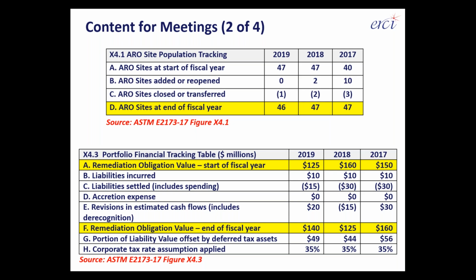This sort of progression, which the eye naturally follows over time, does help give a sense when someone looks horizontally in the rows of whether we're incurring lots of new liabilities, whether our spending is quite volatile, or whether our estimates are being revised quite significantly.